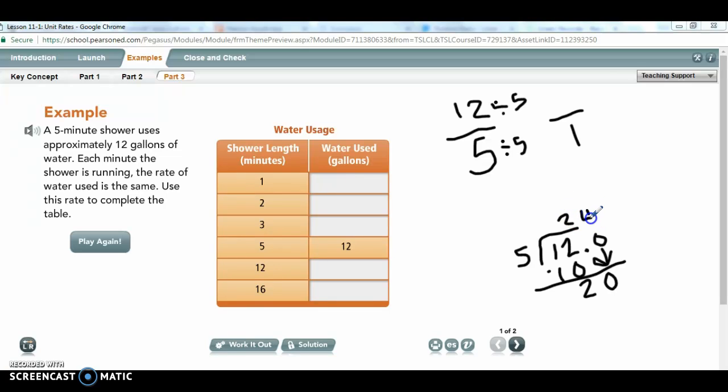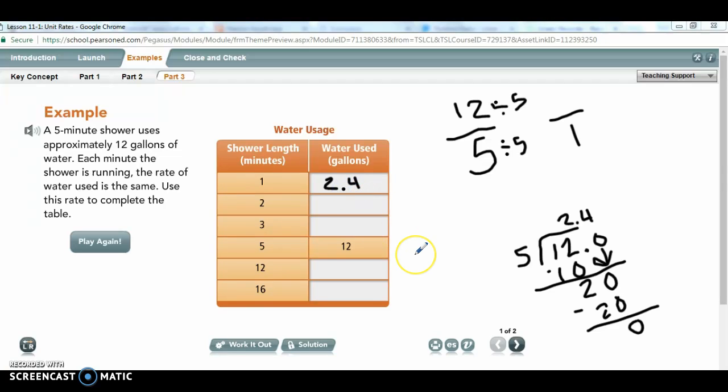It's important when you're dividing to line up your numbers, because if you don't, you're not going to necessarily put your decimal point in the right spot, because how I solve this is bringing my decimal point straight up. So in 1 minute, you use 2.4 gallons of water.